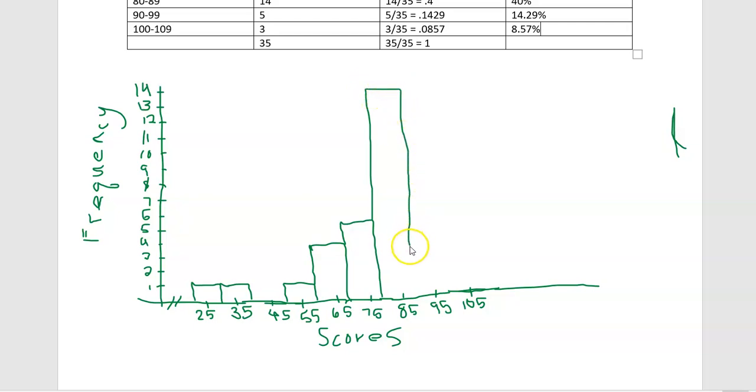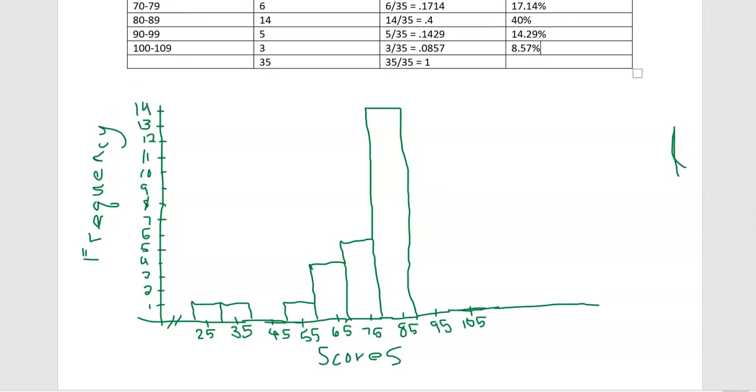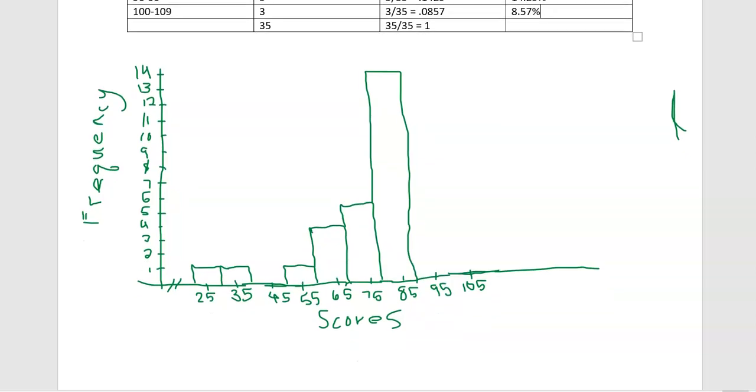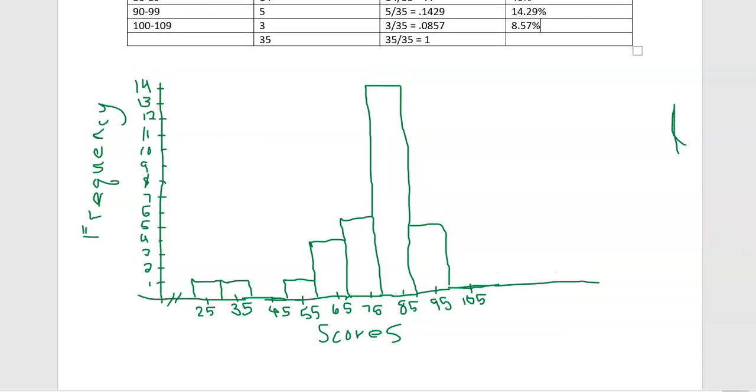And again, I'm not very perfect with my bars on here. They're kind of not straight and a little messy. And 90 to 99, we're going to go up to 5. And you know, this is ideal to do on graph paper or something where you can be sure to be much more straight than I am here. And then we're just going to go up to 3 on our last bar. All right, and this is our histogram.